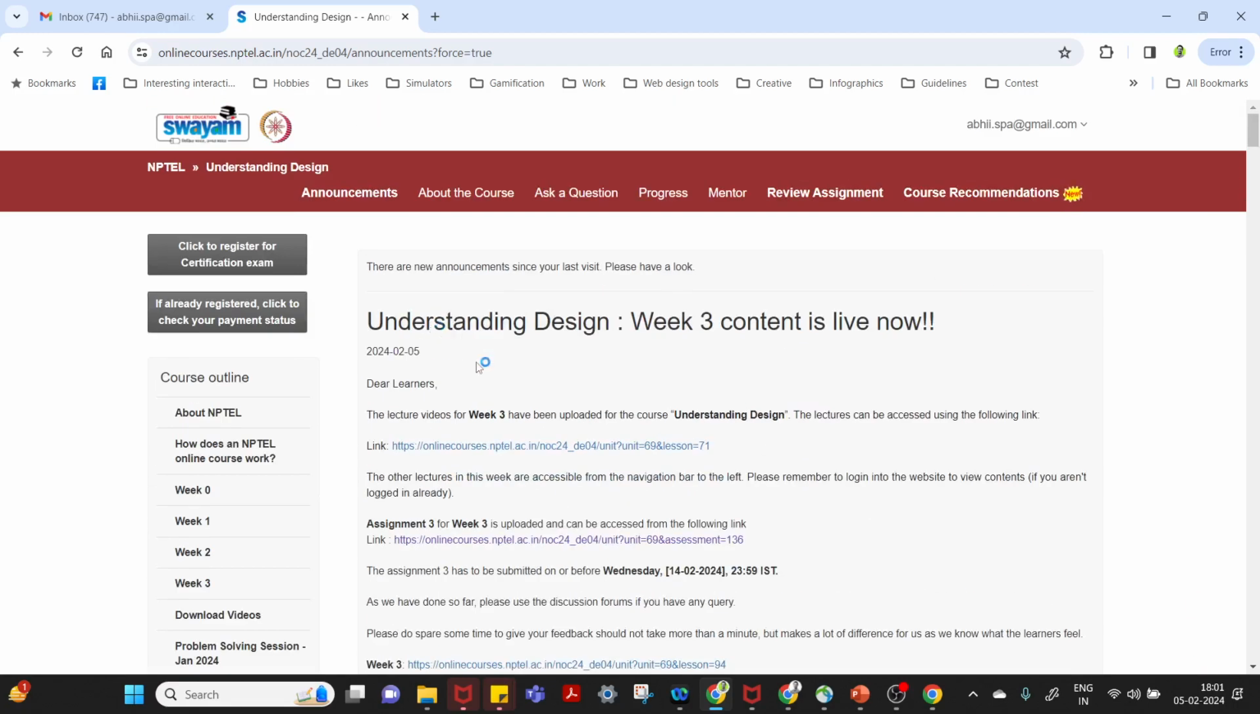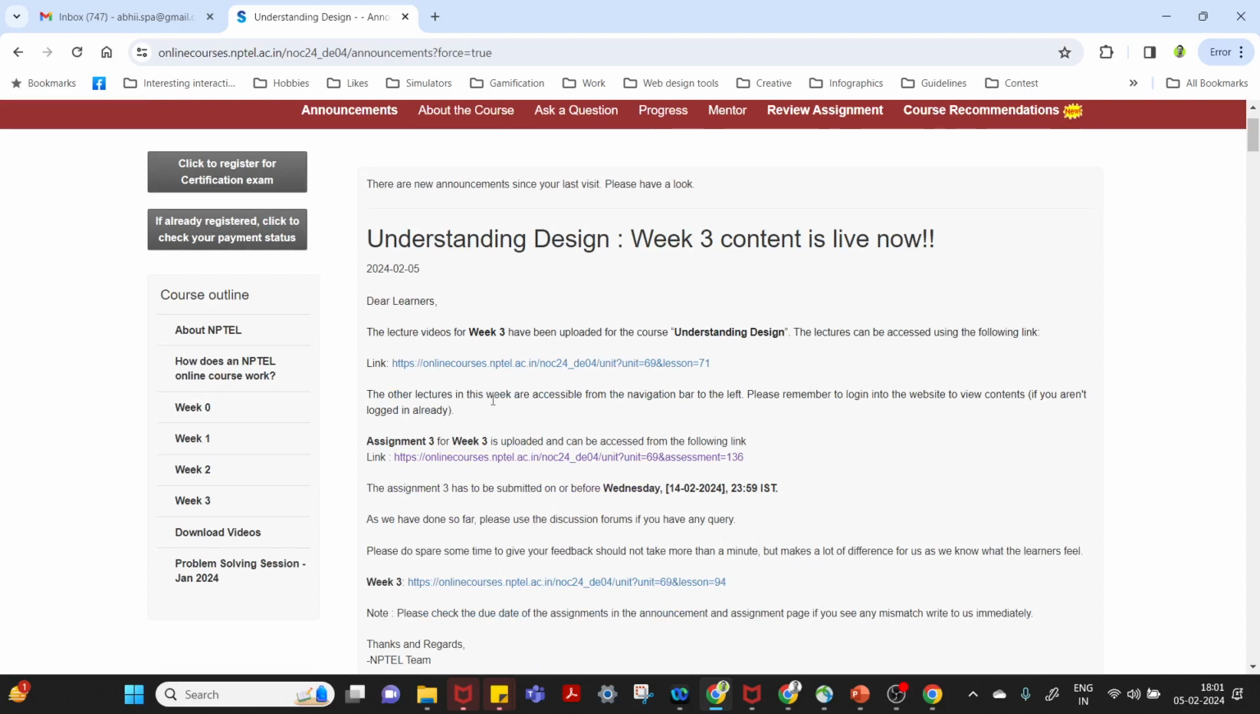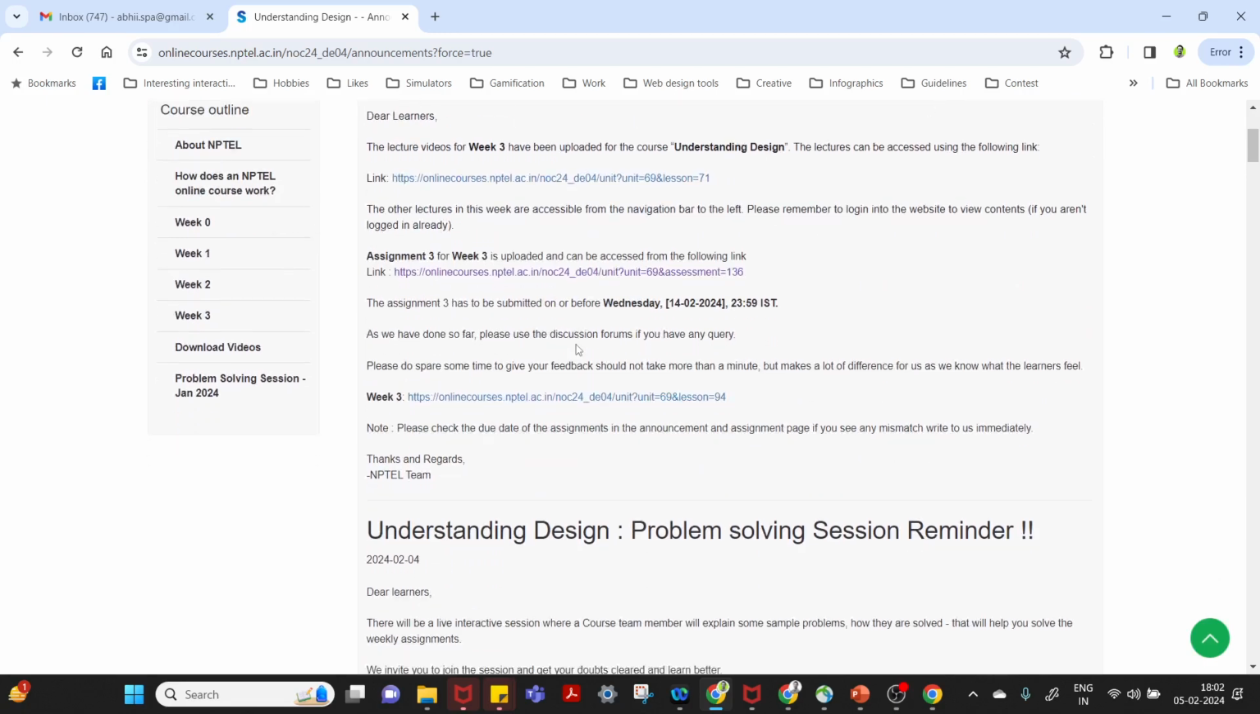If you scroll down, you will see all the relevant announcements with respect to this particular subject. For example, the topmost announcement is regarding the week 3 content which has been made live and uploaded, as well as the week 3 assignment. These are arranged with the newest first and the oldest last. As and when the content is updated and made live, the announcements are generated, and you also see that in your inbox.